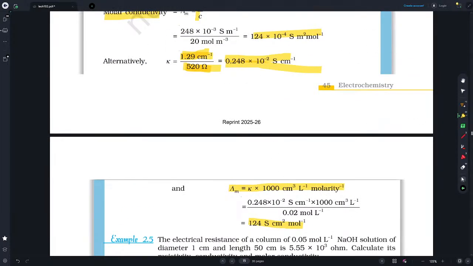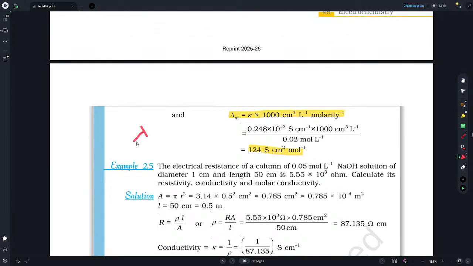Basically, since molar conductivity is nothing but conductivity by concentration, they just substituted the values and did the conversions, and the final answer we got is 124 Siemens centimeter square per mole.